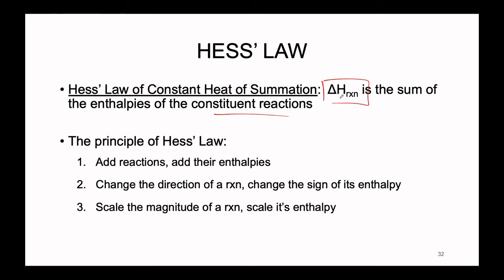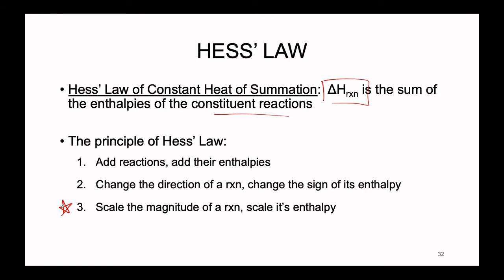So the rest of the ways we can use Hess's law are stated in rules 1 through 3 below. The principle of Hess's law is that if we add reactions together, we are going to add their enthalpies together. Point number 2 states that if we change the direction of a reaction, we're going to also change the sign of its enthalpy. And point number 3 states that if we scale the magnitude of a reaction, we are also going to scale its enthalpy.